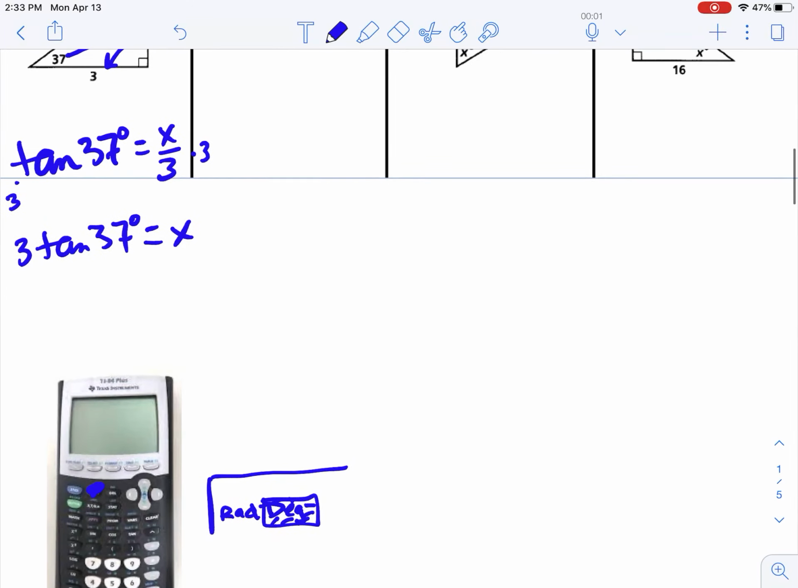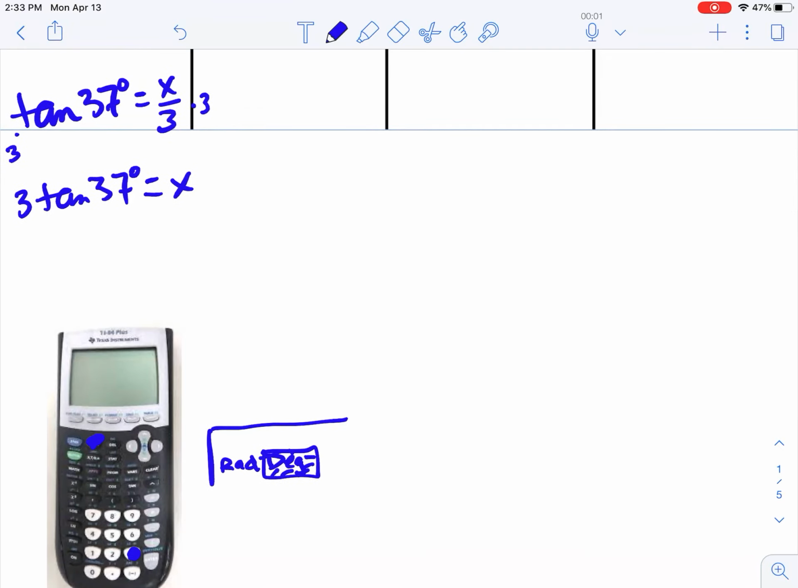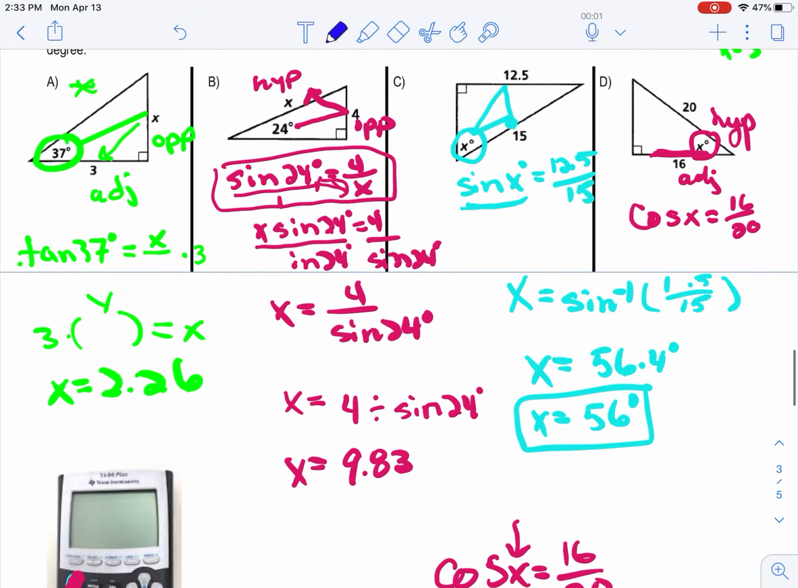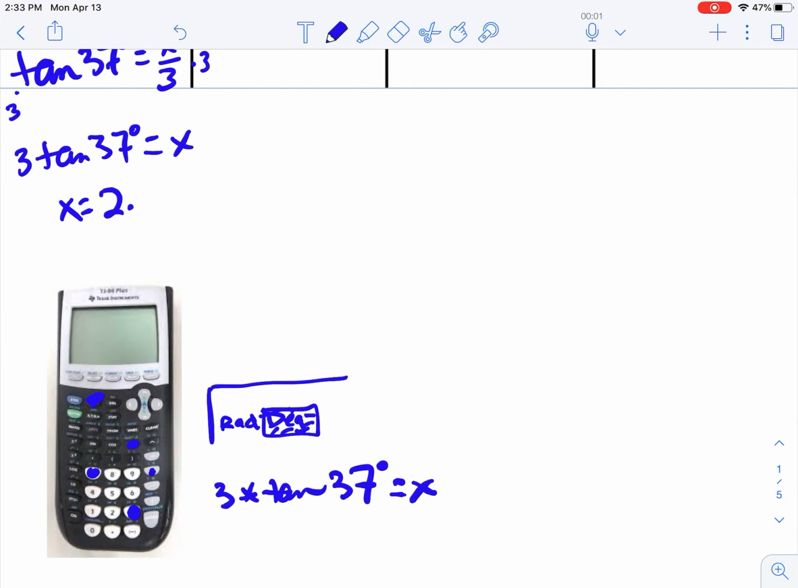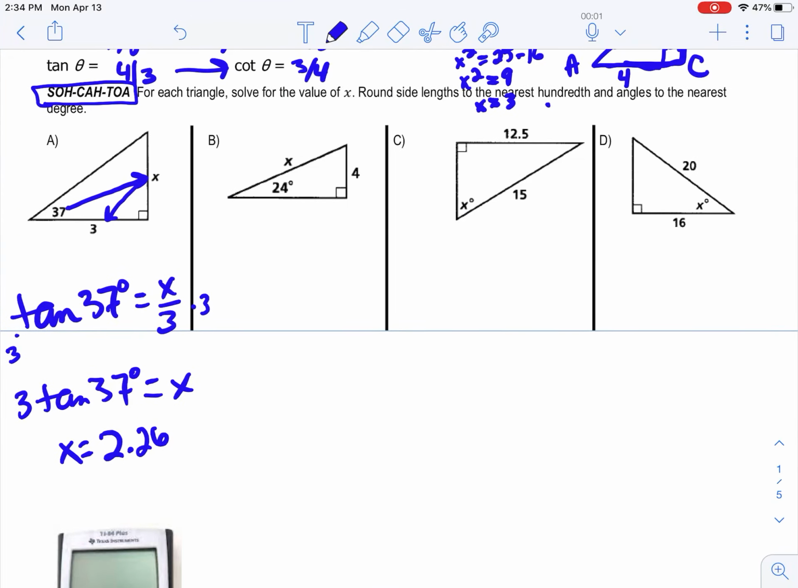So in my calculator, I'm going to hit 3 times tangent, and then hit 37, and that will give me my answer. And I'm going to cheat and look really quick at what that answer was. So we get x equals 2.26, and it said to round to the nearest hundredth for the sides and the nearest degree for our angles. Okay, so I'll catch up with that piece really quick.